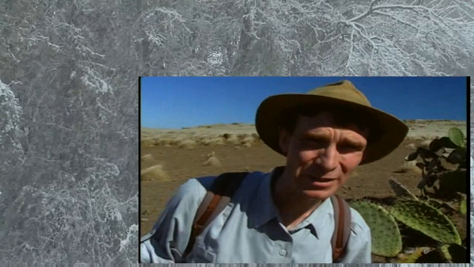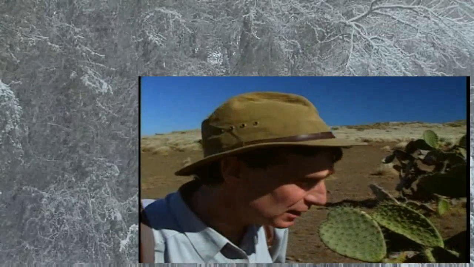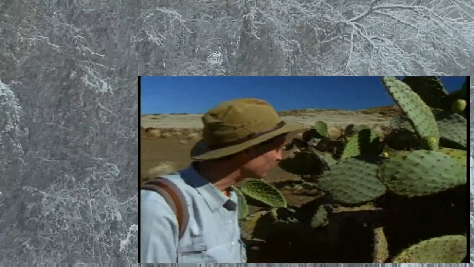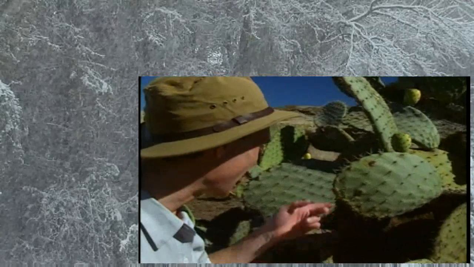In this climate, it's hot and dry. It doesn't rain very much. The only living things you find around here are living things that can get by without much water, like this cactus. Ow! Ooh!